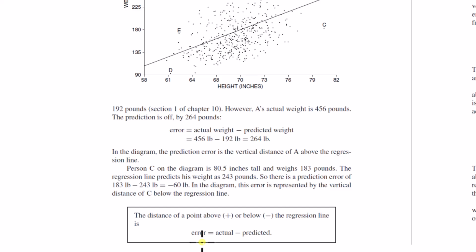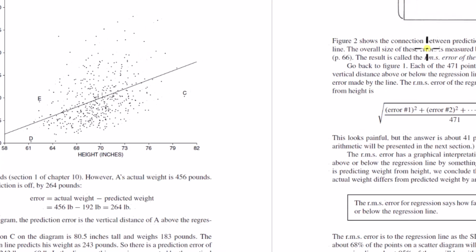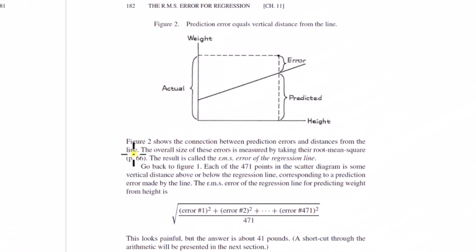Whatever that curve is, once you have that curve, the error associated with a certain data point is just that straight line distance, parallel to the axis of the variable you're trying to predict, to the curve, the regression curve, or just the general curve fit. That's curve fit error, regression error. Okay. Figure 2 shows the connection between prediction errors and distances from the line. So yeah, there's the predicted output, there's the actual value, and then there's the error, right?